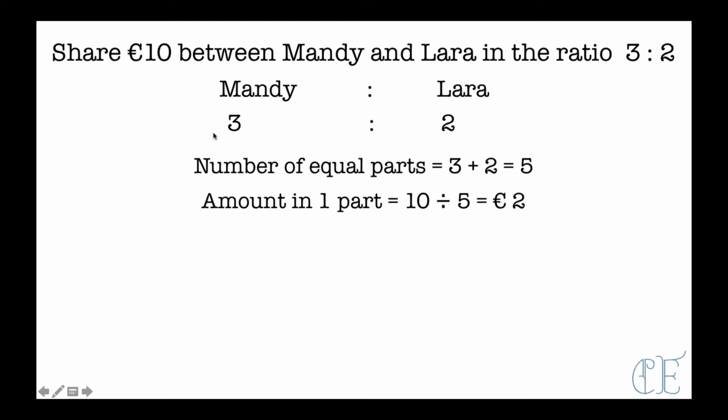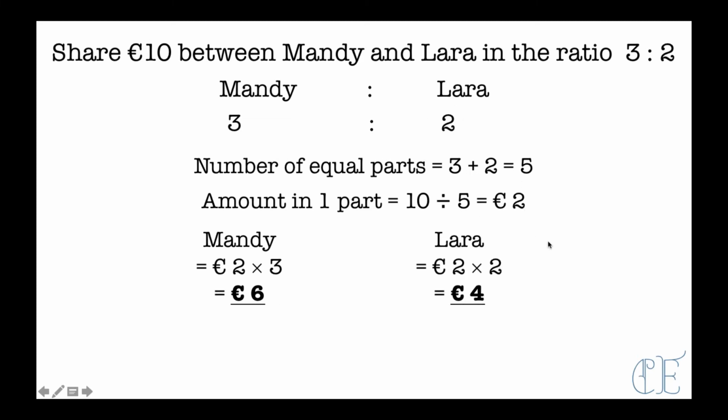So if Mandy has 3 boxes with €2 in each, then we need to do €2 times 3, which is €6. And Lara has 2 boxes with €2 in each, so we do €2 times 2, which gives us €4. So now we know that Mandy has €6 and Lara has €4, and if we add them together it makes 10, which gives us our €10 that we started with.